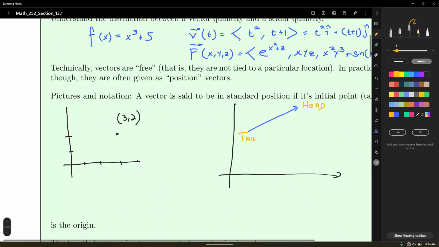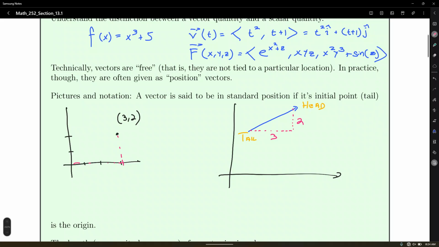The tail is the initial point, and the head is the terminal point of the vector. That's how we will represent these vectors. And likewise, I'm going to move 3 units in the x direction and 2 units in the y direction. In a similar way, I plotted this point right here, right? So 3 and 2, right?